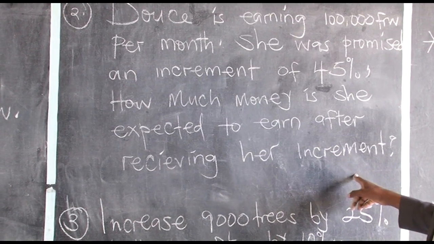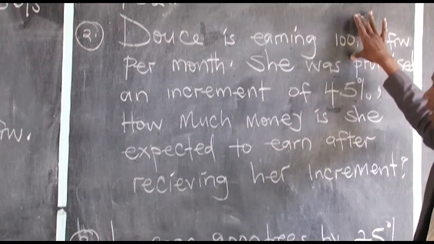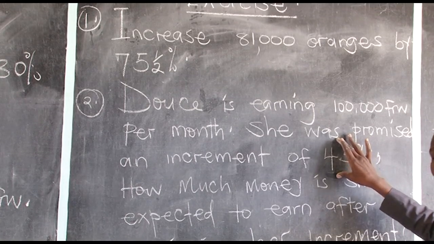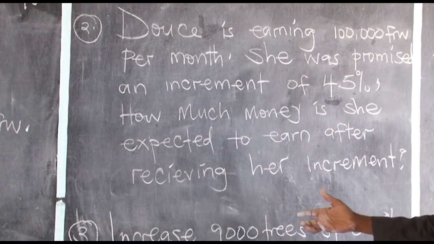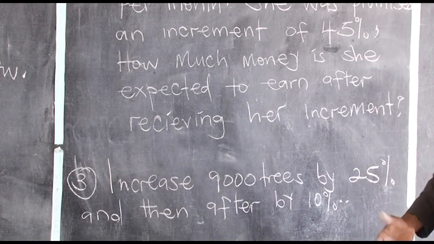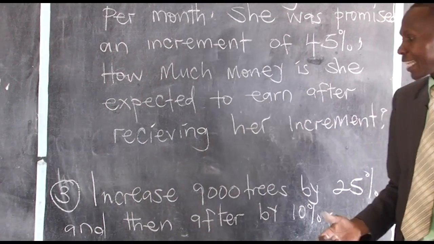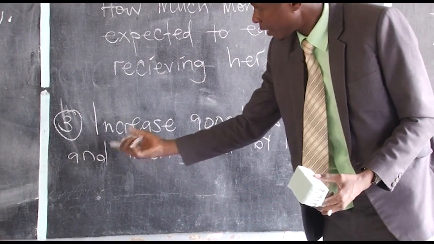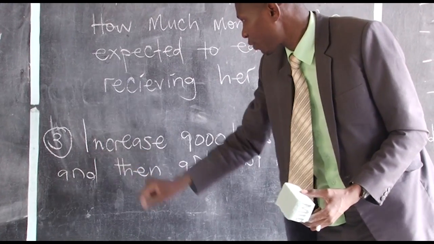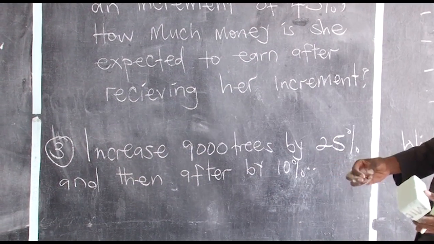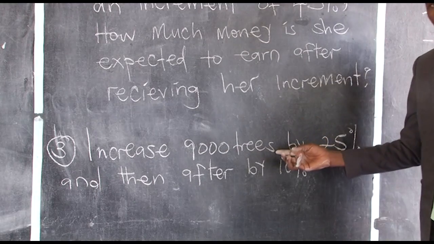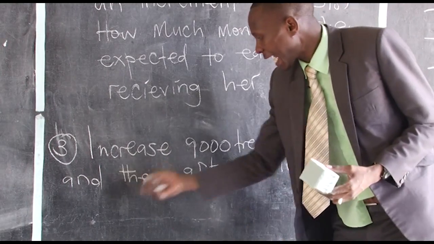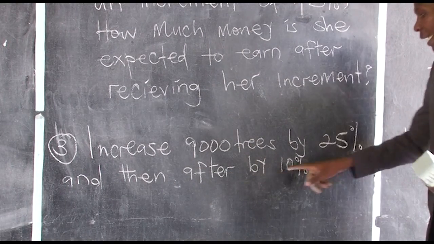That will be question two. Remember, this is what she's earning. Then they have promised her this increment. And after this increment, they want you to tell them how much she will be earning. Besides that, we also have another activity. Number three says, increase 9,000 trees by 25%, and then after by 10%.